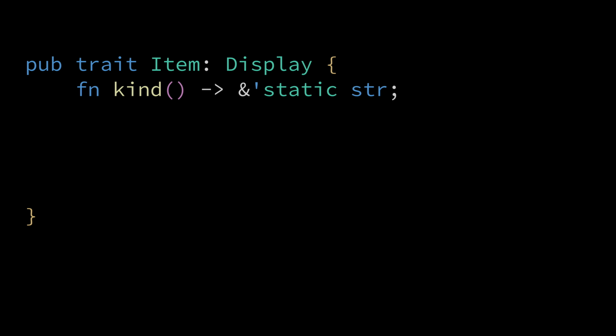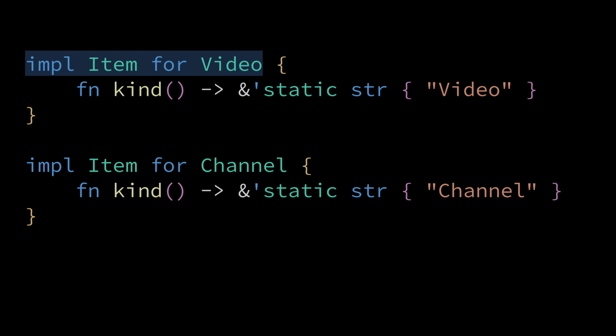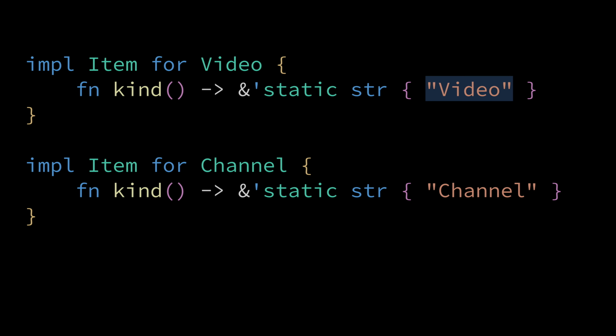Instead, we have a new function called kind, which returns a string describing what kind of item this is, so video or channel, etc. And notice this function does not take self, so you don't need an instance to call it, you just need the type. And the string it returns is &'static str, which we call a static string slice. All string literals have this type. So now to implement the Item trait for Video, the kind function just returns the string "video", and for Channel it returns "channel".